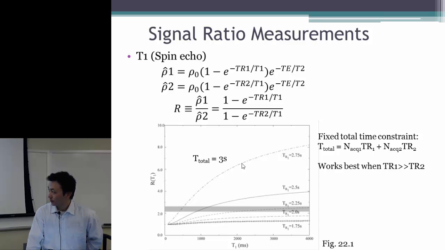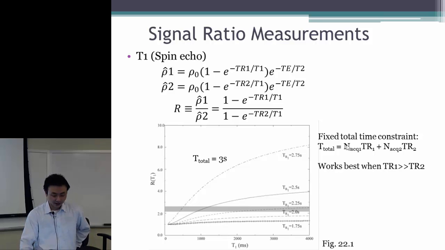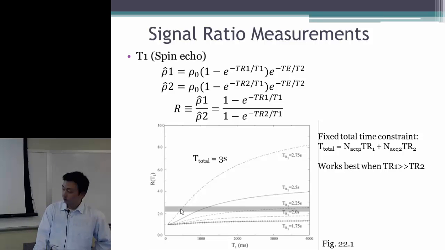it works best when one of the TRs is much longer than the other TR. And if the difference between these two TRs is small, we can see that there can be a much larger range that the T1 can be represented by the same ratio value within a certain error range. So that means using this signal ratio measurement method and a fixed total time constraint, we'd better use one of the TRs much longer than the other, and we can get a better one-to-one relationship between this ratio and the T1.